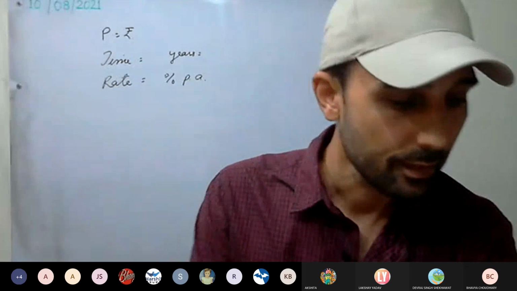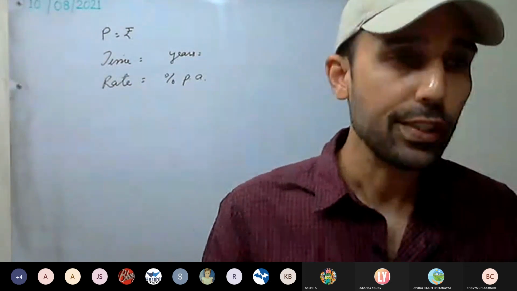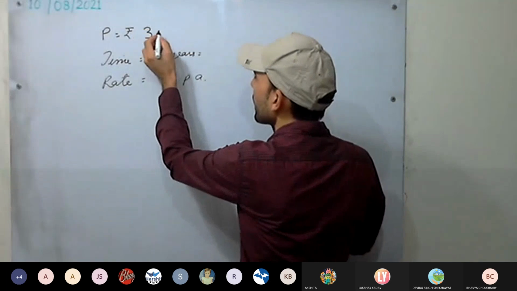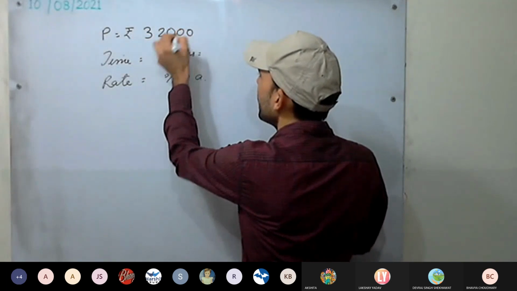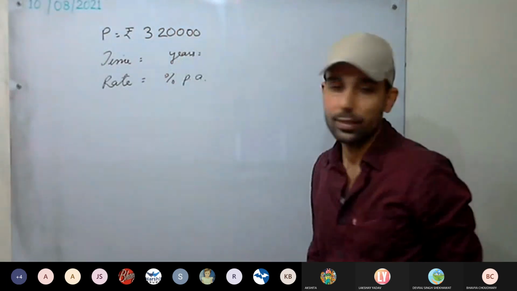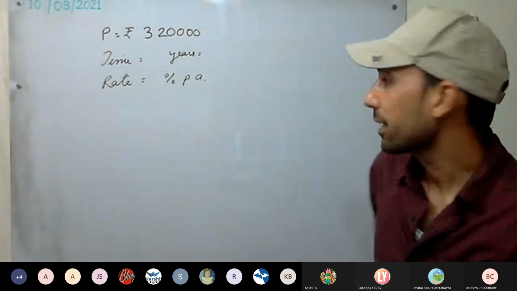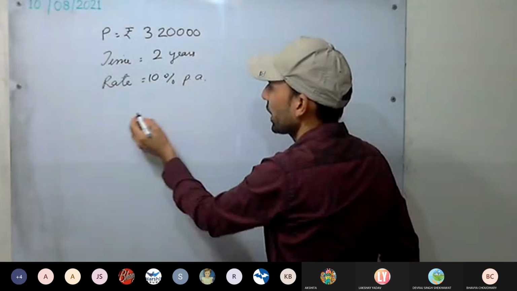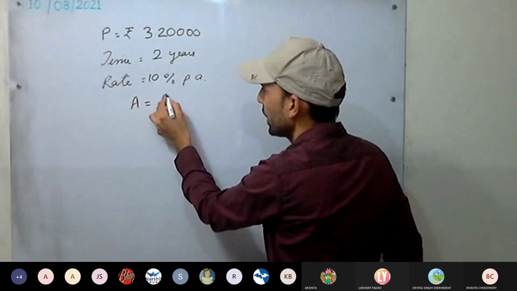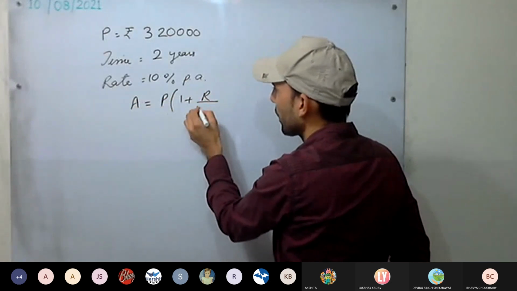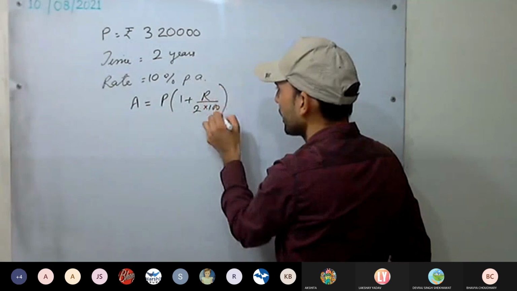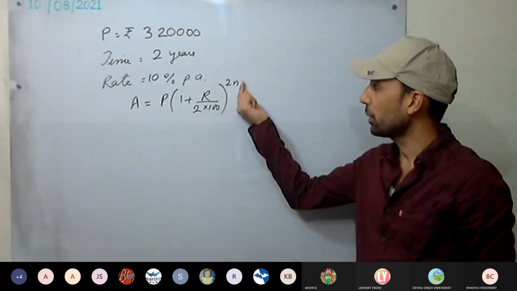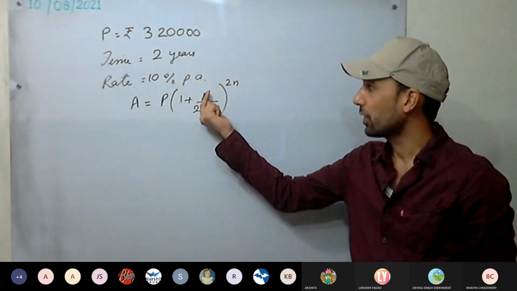The principal is 3,20,000. Time is 2 years, at 10% per annum. Okay. The formula is A = P(1 + R/(2 × 100))^(2n). This you all understood. In n years there will be 2n half years, and the rate will be half, therefore R by 2.